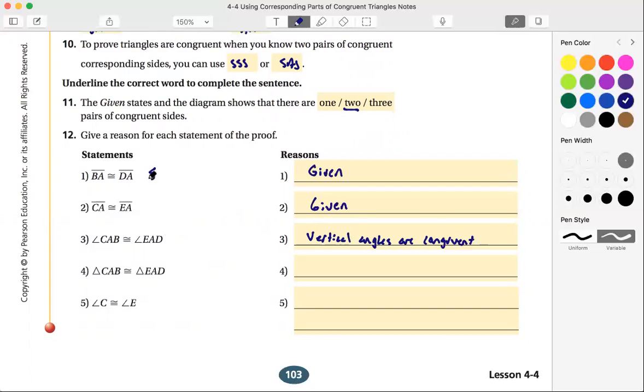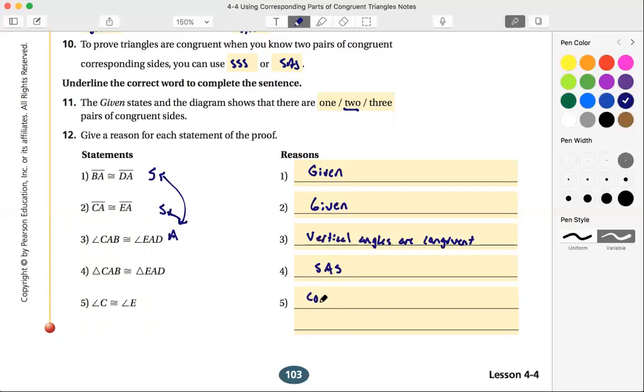Now, I have S, I have A, and I have S. Okay. So I know these two triangles are congruent by SAS. Now, if I have two congruent triangles, then I know all parts must be congruent. So therefore, I know angle C is congruent to angle E.